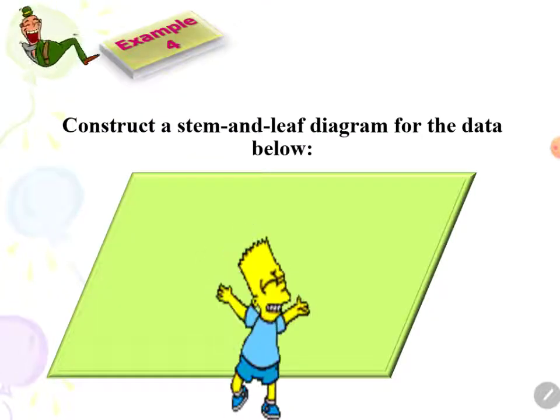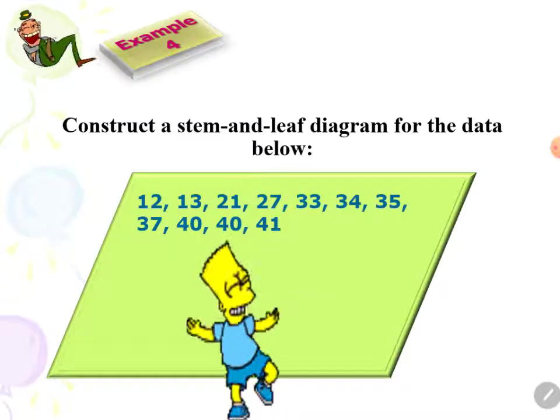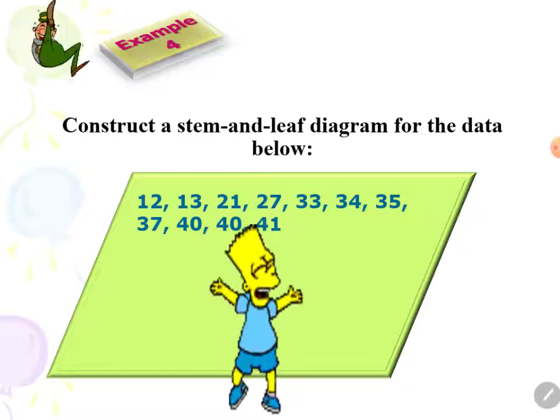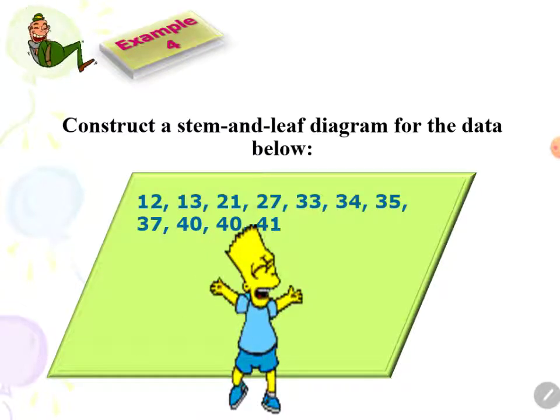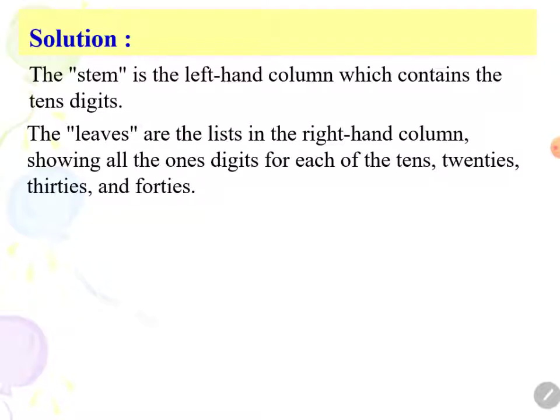To construct a stem and leaf diagram for the data below. So we have 12, 13, 21, 27, 33, 34, 35, 37, 40, 40, and 41. So this data is in ascending order. So we don't have to reorder. So the stem is the left hand column which contains the 10s digits. Okay. So we have the leaf, the list in the right hand column showing all the 1s digits for each of the 10s, 20s, 30s, and 40s.